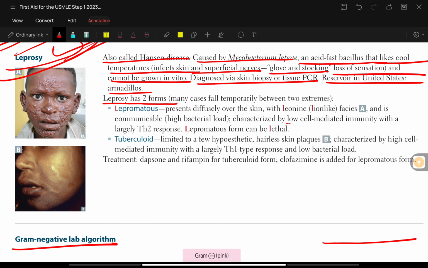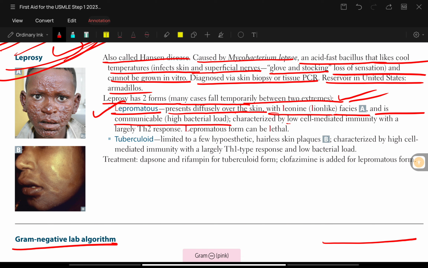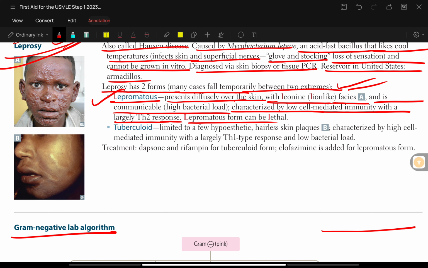Now leprosy has two forms. Many cases fall somewhere between the two extremes. Lepromatous leprosy presents diffusely over the skin with leonine, that is lion-like, facies, and is communicable. High bacterial loads characterized by low cell mediated immunity, in a largely T helper 2 type response. The lepromatous form can be lethal.